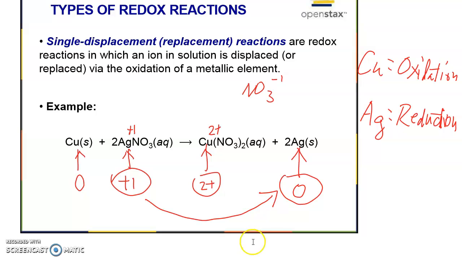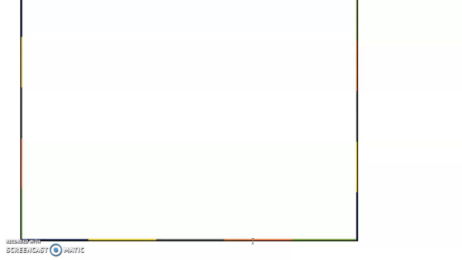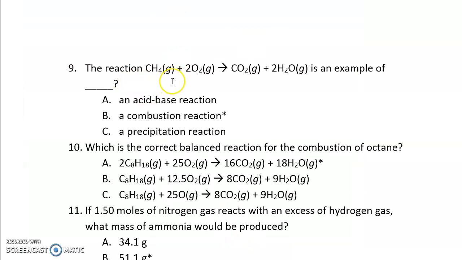All right, let's try some examples. Let's do some tests. Okay, let's look at this. Well, this is the one that we have seen before. What kind of reaction is this? It's a combustion because hydrocarbon is reacting with oxygen and produces carbon dioxide and water. So all the combustion reactions are redox reactions. That means it is an oxidation reduction reaction.